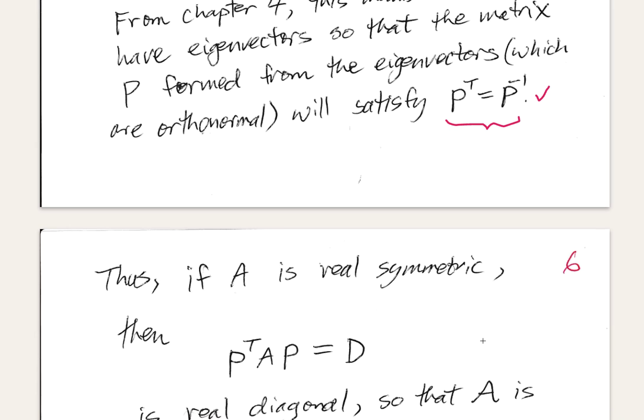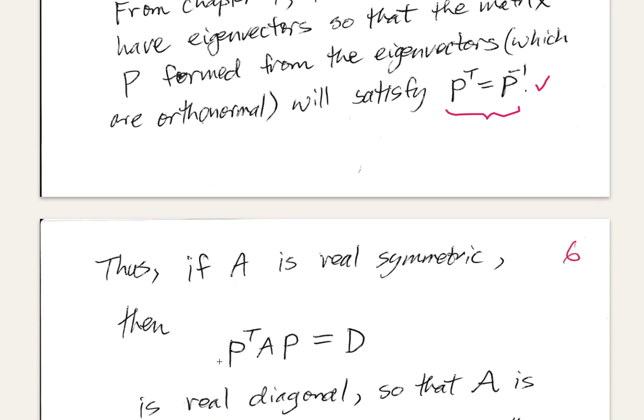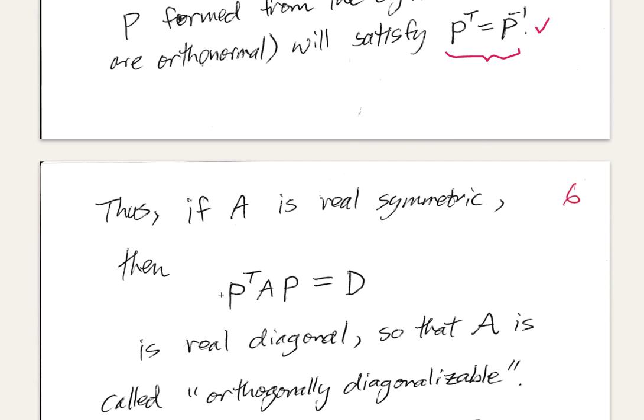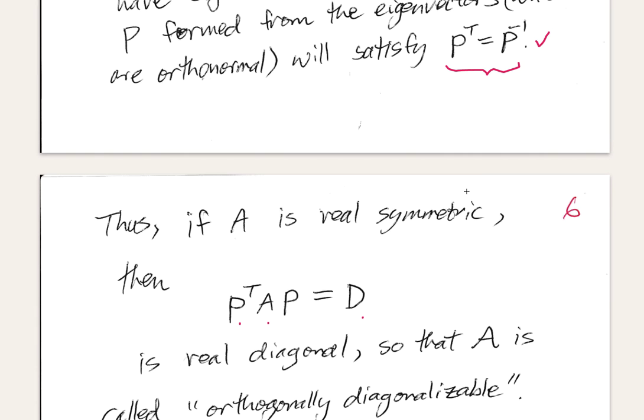Anyways, let's go through this. Thus, if A is real symmetric, then you can do the following: P transpose, which is P inverse, times AP is in fact D. In these cases, that makes it particularly easy to find the inverse. If you know that you're dealing with an orthogonal matrix, to find its inverse you don't have to go through a bunch of calculations on your calculator, on paper, or a computer. You can just find its transpose, and that's easy. You just interchange rows and columns.